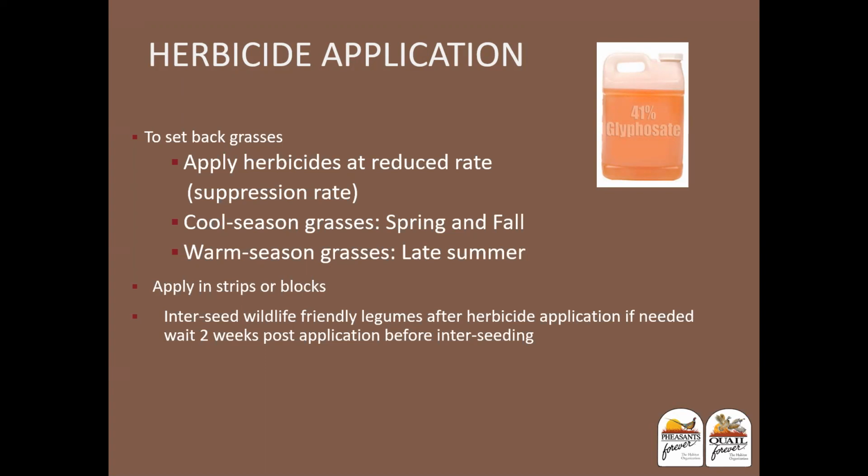Then again, you want to apply this in strips or blocks, so looking at working a third or a half if you're less than 5 acres. And interseeding always does pretty good. You want to interseed some wildlife-friendly legumes or forbs after herbicide if you were lacking them to begin with.